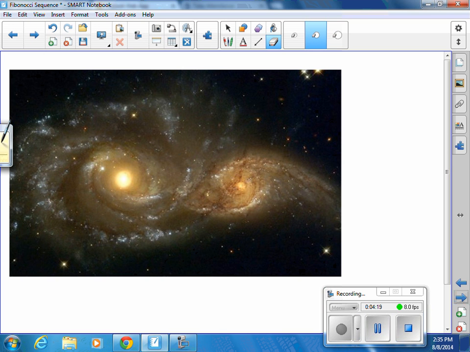It's been observed that galaxies have a similar shape as they spiral. So that leads mathematicians to think that there are things in nature that can be modeled with a Fibonacci sequence.